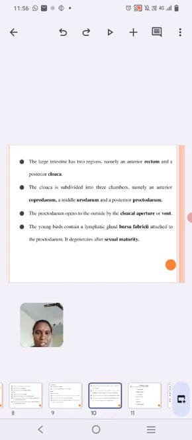The large intestine also has two regions, namely an anterior rectum and a posterior cloaca. The rectum is the temporary storage organ of waste. The cloaca is the waste eliminating region. The cloaca is subdivided into three chambers, namely an anterior coprodeum, a middle urodeum, and a posterior proctodeum. The proctodeum opens to the outside by the cloacal aperture or vent. In young birds, a lymphatic gland, the bursa of Fabricius, is attached to the proctodeum. It degenerates after sexual maturity.